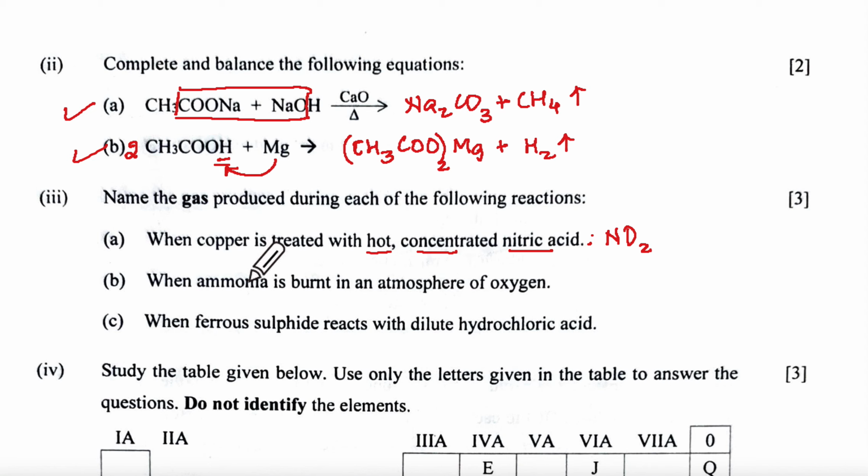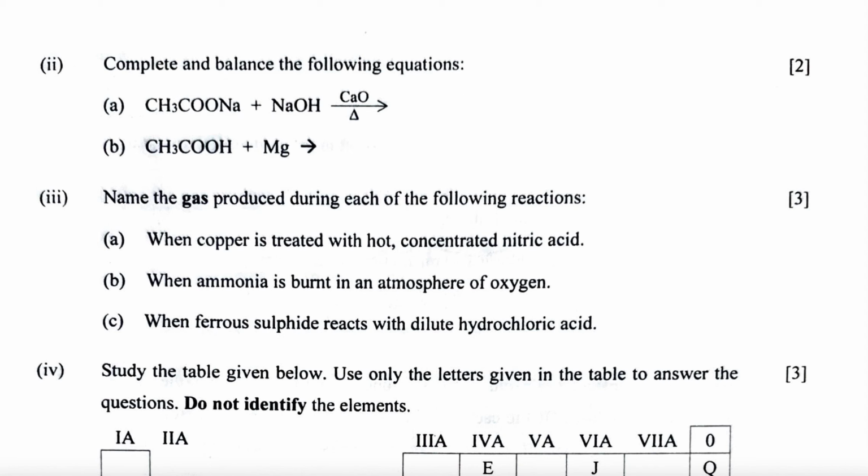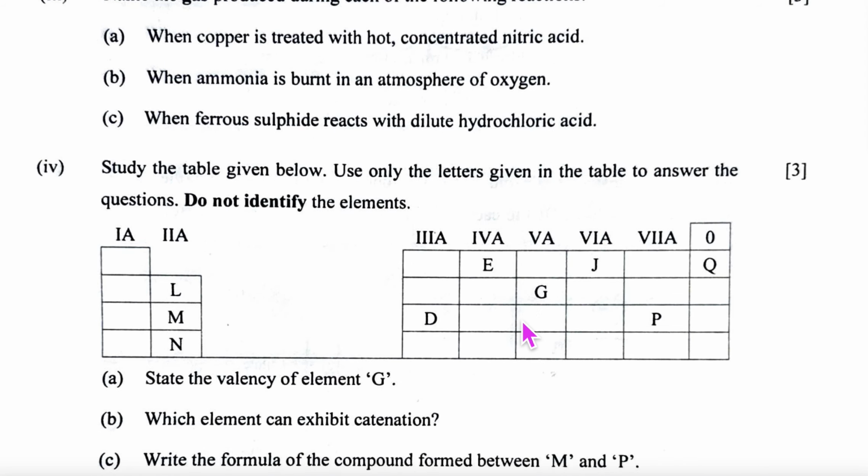When ammonia is burned in the atmosphere of oxygen, this is the normal oxidation, and the gas evolved will be nitrogen. You have to spell it out. If it was catalytic oxidation, it would have been NO, that is nitric oxide. I'm just writing the symbols, but I hope you have spelled it out. When ferrous sulfide reacts with dilute hydrochloric acid, sulfide and this H will give you H2S, that is hydrogen sulfide gas. So this was an easy 3 marks, if you studied chemistry well and understood well.